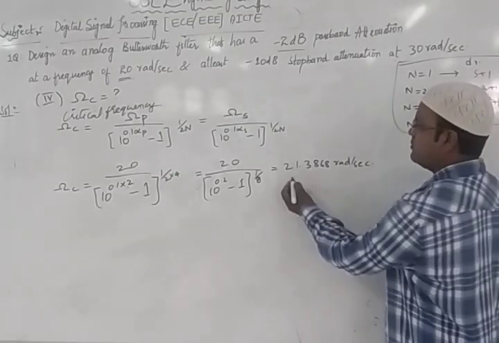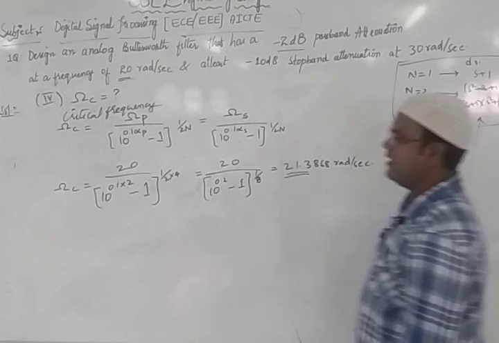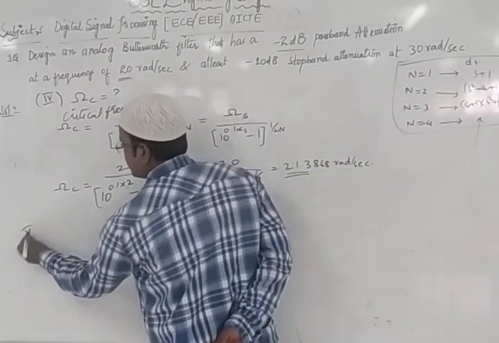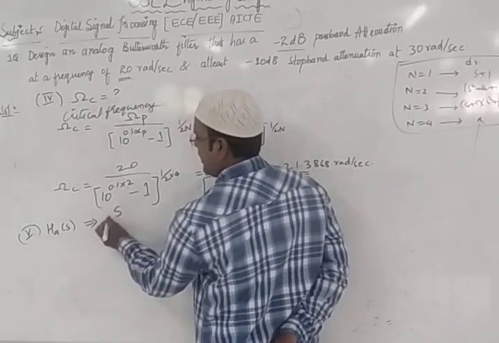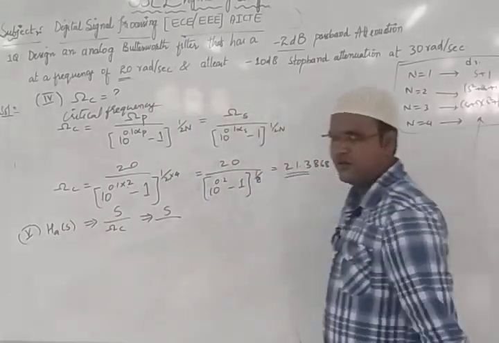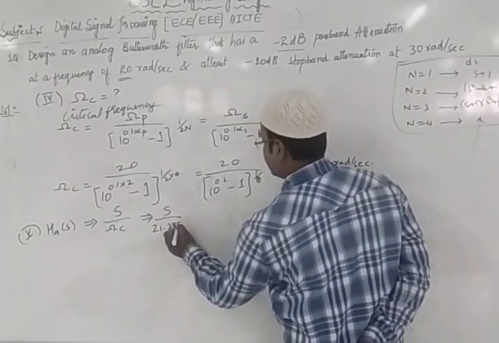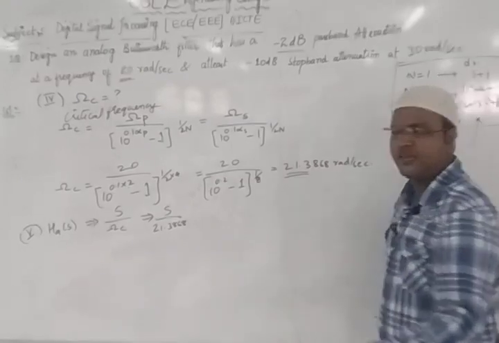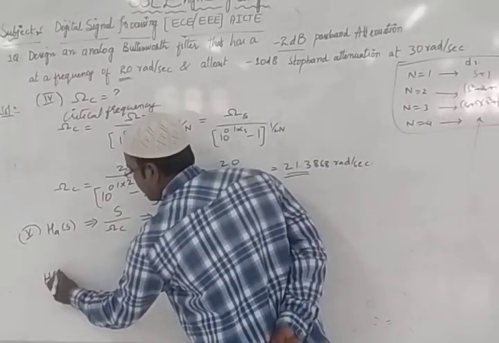So what did we get now, students? We got the critical frequency omega C. What is the next step? We need to find HA of S. How do we find HA of S? Replace S by S by omega C. S is as it is. What is omega C we have? 21.3868. So wherever S is there in the transfer function, in which transfer function? H of S.